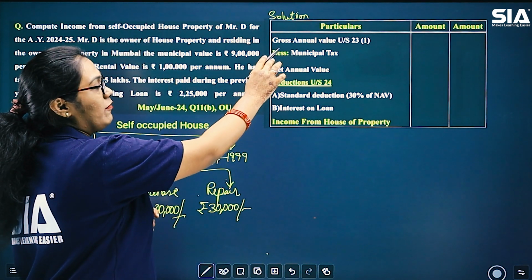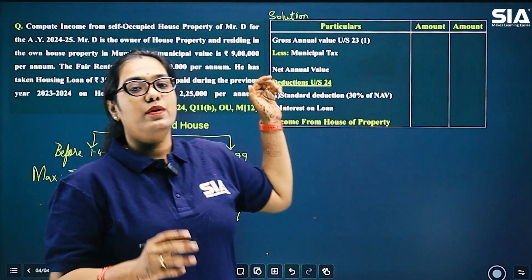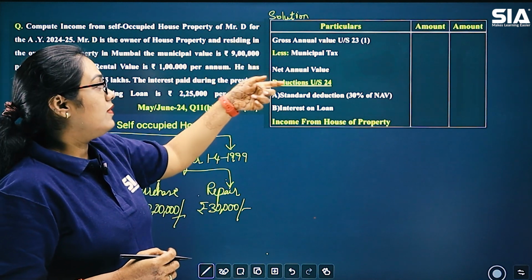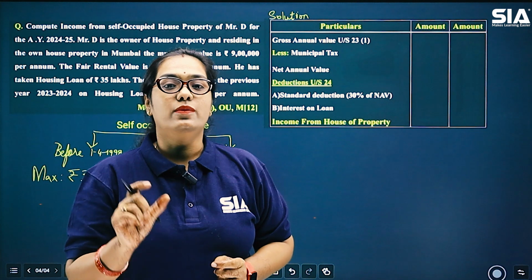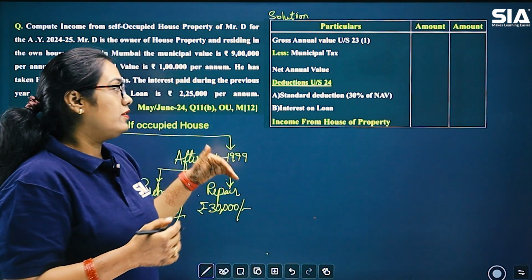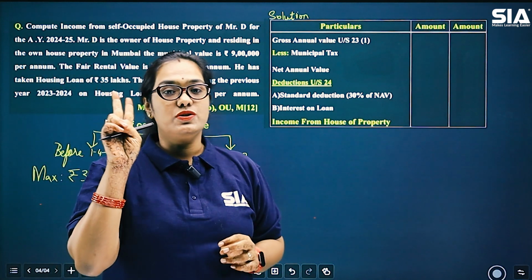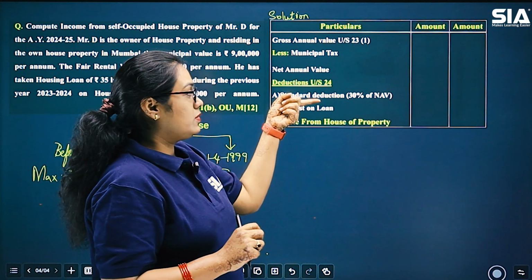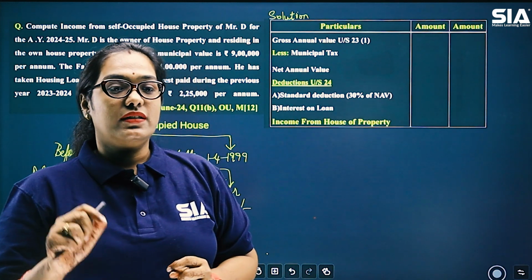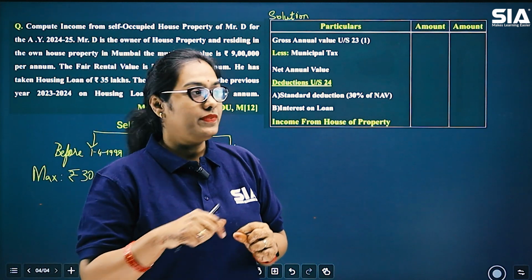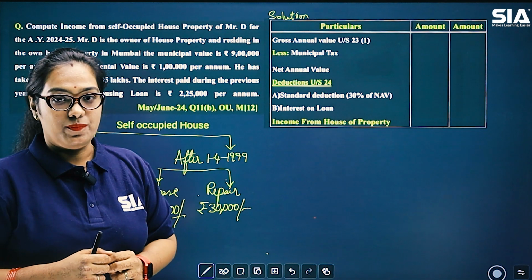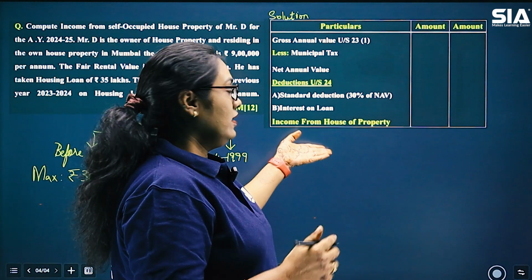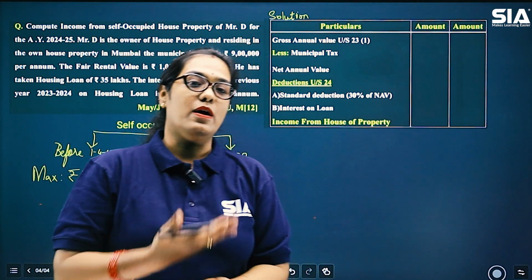So here it is. You have to remember this, that there is something called as gross annual value, from which we are going to deduct municipal taxes, and then we will arrive at something called as net annual value, right? On the net annual value that we have calculated, there are two deductions which are allowed under section 24. Either the one is section 24A, which is standard deduction, 30% of the net annual value. Then there is something called as interest on loan. If we are deducting these two from the net annual value, we will get something called as your final answer, which is nothing but income from house property.